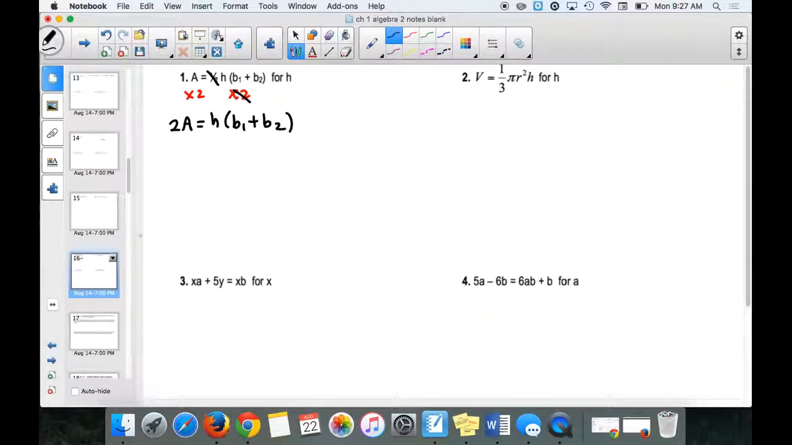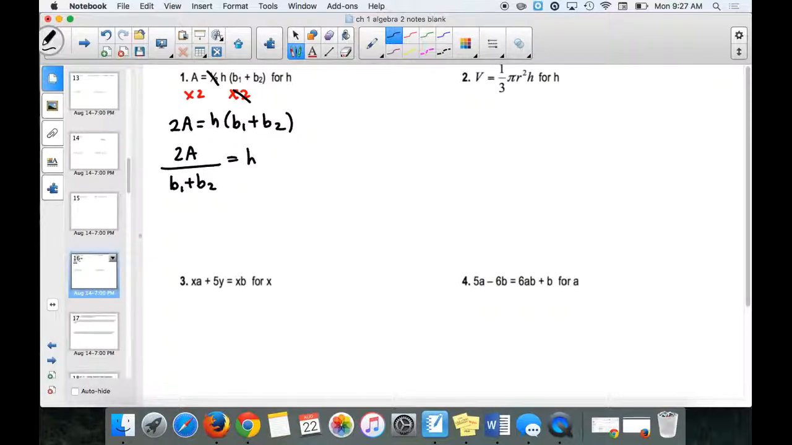Now, a lot of you might be tempted to go ahead and distribute. I think you see the distributive property so much that you just automatically do that. But if we're solving for h, you guys see how we're going to take that whole chunk, the b1 plus b2, and we're going to divide it over. So our answer is going to be 2a divided by b1 plus b2, and that's equal to h. Okay, so we needed to get rid of it by doing the opposite operation. So since we were multiplying by b1 plus b2, we divided it over. Okay, have you guys done these before?